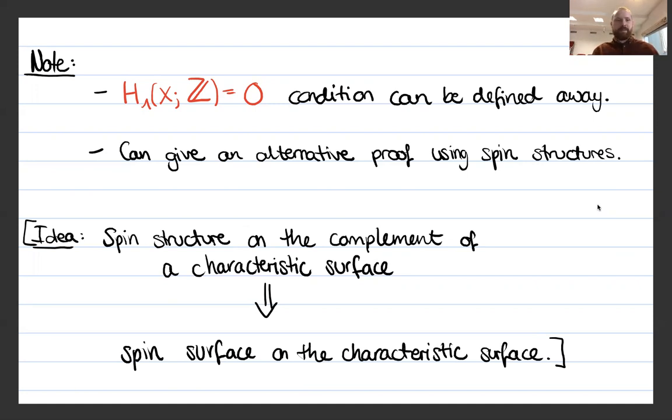And I should mention that an alternative proof of this whole thing can be given in terms of spin structures. And the idea there is that being a characteristic surface is equivalent to the fact that there's a spin structure on your complement that doesn't extend across the characteristic surface. And so there's a construction that takes this spin structure on the complement and actually induces a spin structure on the characteristic surface.